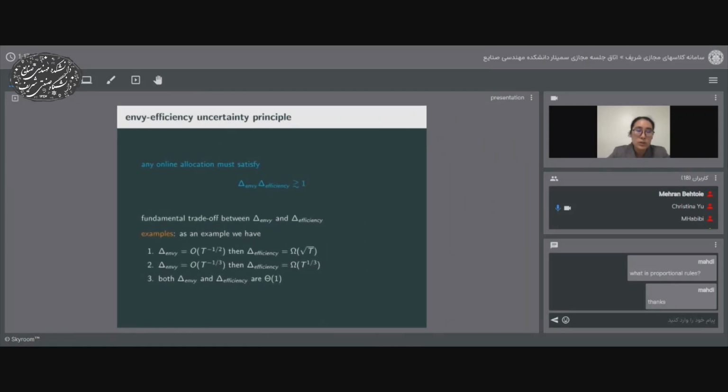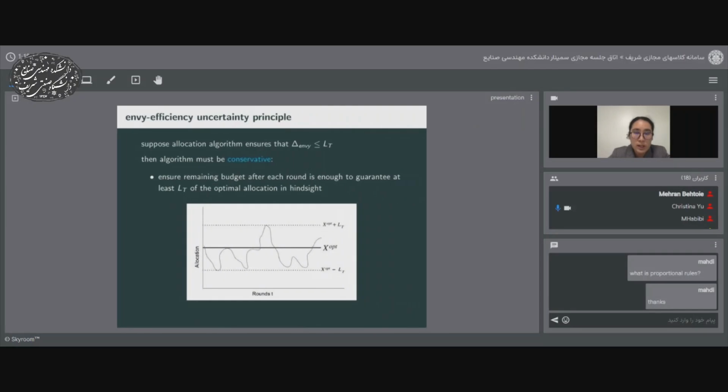And the next thing you want to show is this NV efficiency uncertainty principle. Again, it shows this fundamental trade-off. To give an example of the implication of this trade-off, it means that if my delta NV is 1 over root t, then my waste has to be at least root t. And if I allow delta NV to be a little larger, say 1 over t to the 1/3, then my waste has to be at least t to the 1/3. Or alternately, if I allow a constant delta NV, then I can get constant waste.